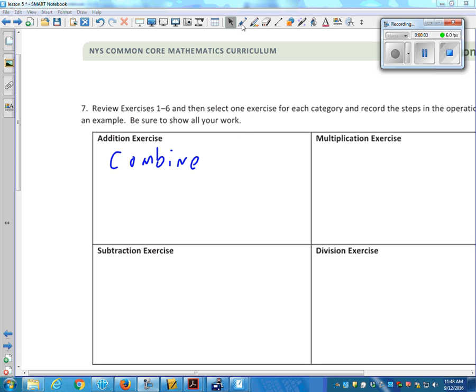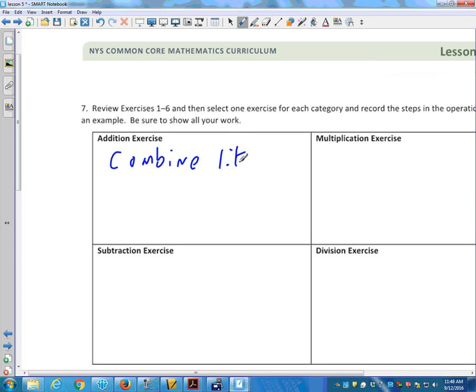Okay, so for addition and subtraction, we're going to combine like terms. Like terms are same variables with same exponents. And then with subtraction, you need to change the signs first. Change the signs, and then treat it like an addition problem.